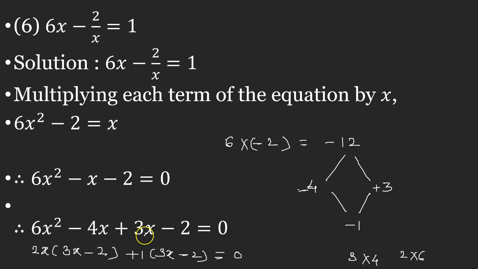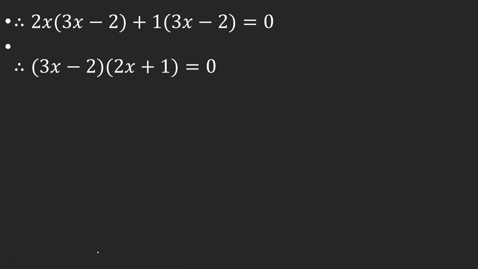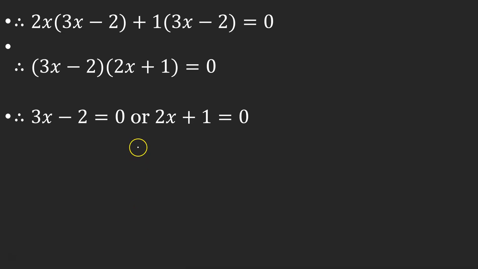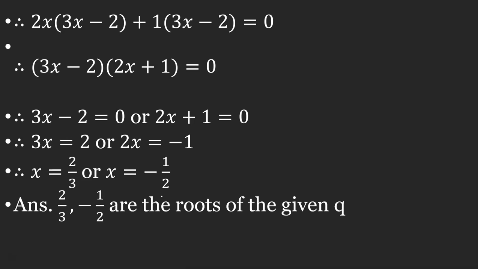1 means what? 3x into 1 minus 2 into 1, then take 1 as a common. या प्रकारे. Okay. Then 3x minus 2 in the first bracket, and the second bracket will be 2x plus 1. See this here. 3x minus 2 in the first bracket, 2x plus 1 in the second, that equals 0. 3x minus 2 is equal to 0, or 2x plus 1 equals 0. Therefore 3x is equal to 2, or 2x is equal to minus 1. And therefore x is equal to 2 by 3, or x is equal to minus 1 upon 2. And therefore the roots 2 by 3 and minus 1 upon 2 are the roots of the given quadratic equation.